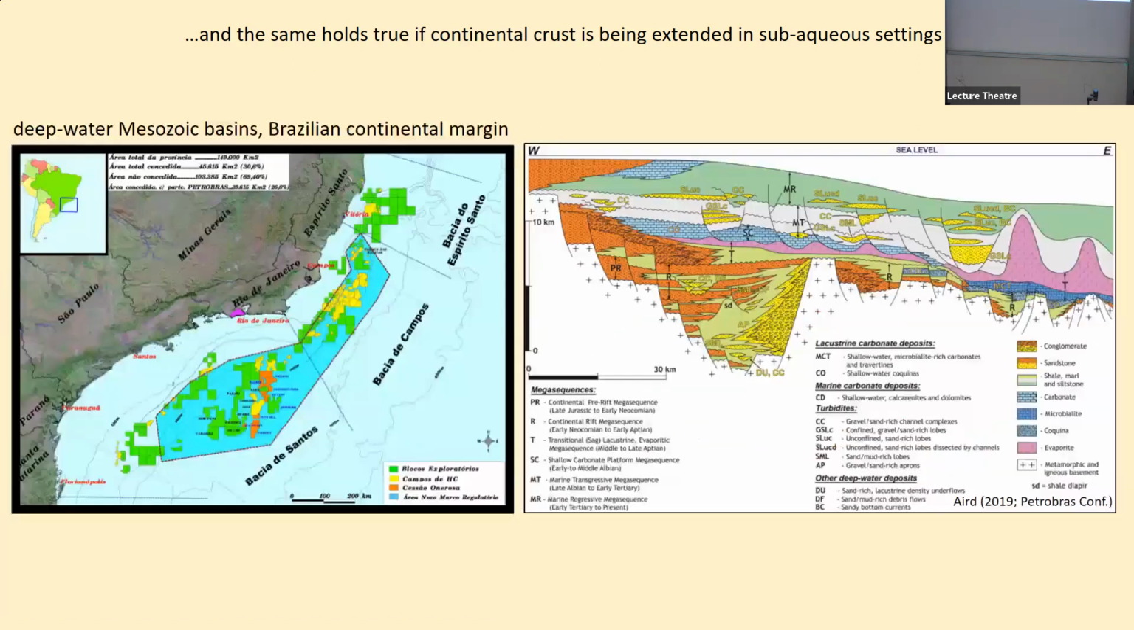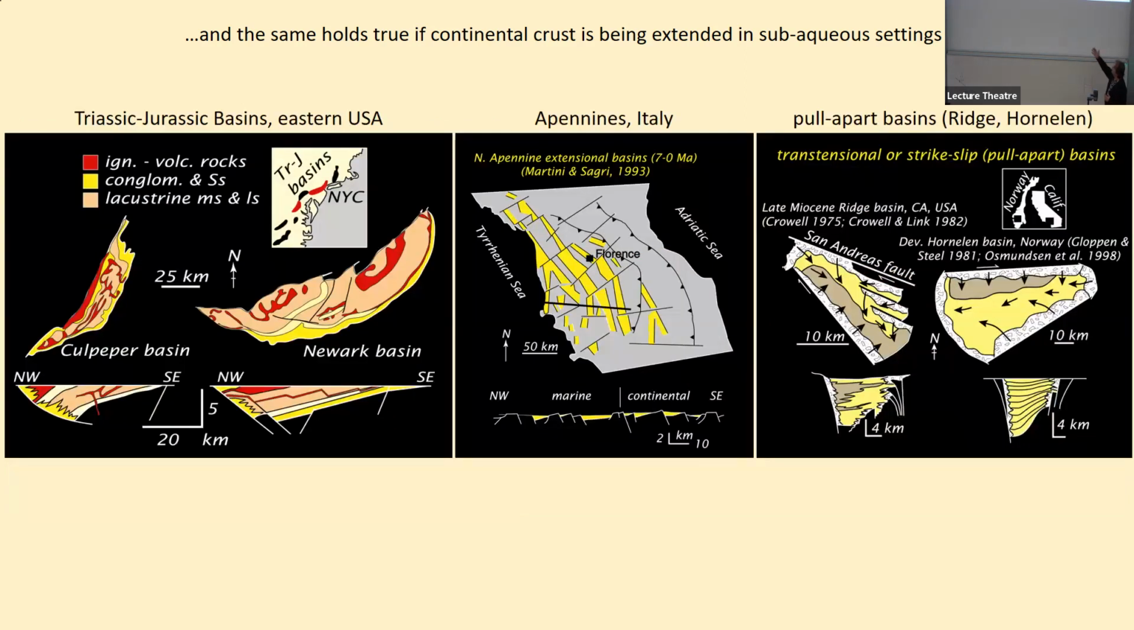This is true on the other side of the Atlantic as well. You can go to Brazil, see the same type of pattern occurring. These laterally and vertically varied facies. And it doesn't matter if the extensional basin is sitting there at the continental crust oceanic transition. You can see the same aspects, whether you're looking at Triassic, Jurassic basins on the east coast of the US, whether you're looking at pop-up basins that are a result of slab rollback, things like the Apennines, or in pull-apart basins like the Ridge Basin or the Hornelen Basin. All the same facies characteristics.